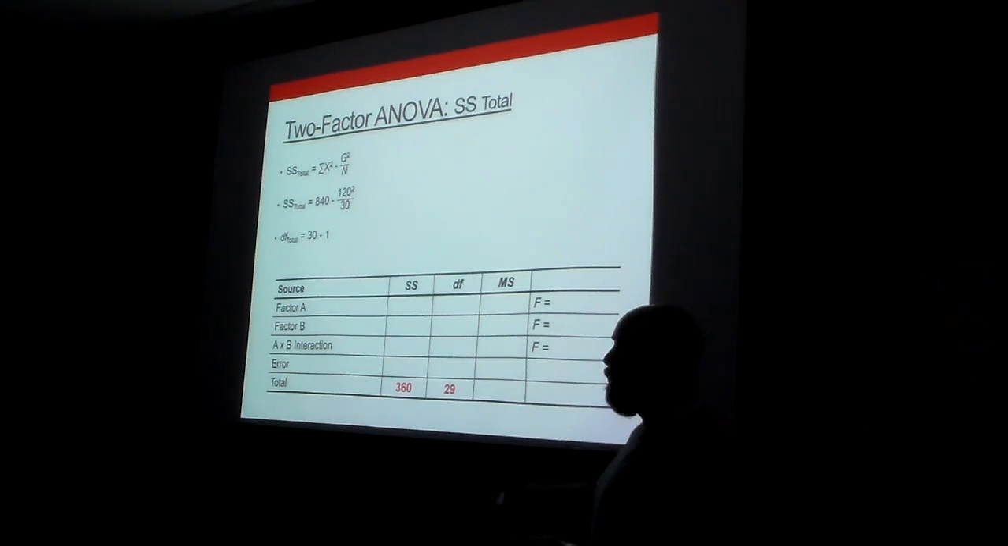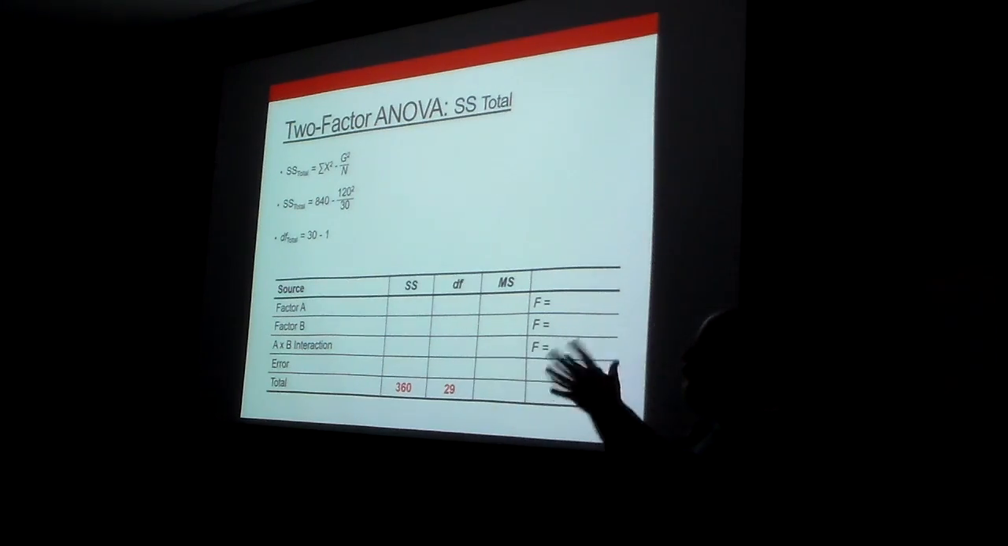So think about 360. 360 is the total units. That's all the pieces and components, all the parts that we have to work with. All of our sums of squares will sum up to 360 because that's the total that we're working with. Questions about this?